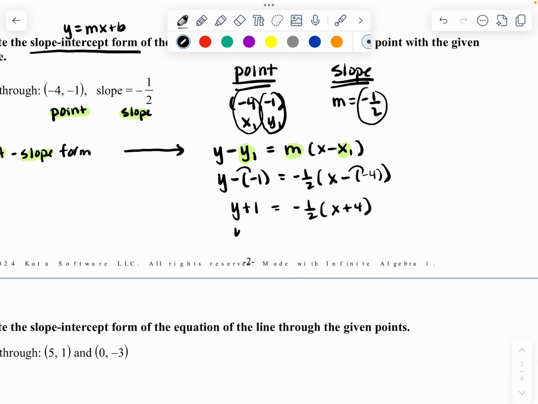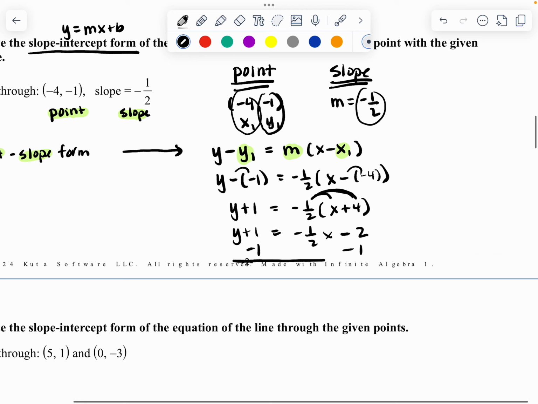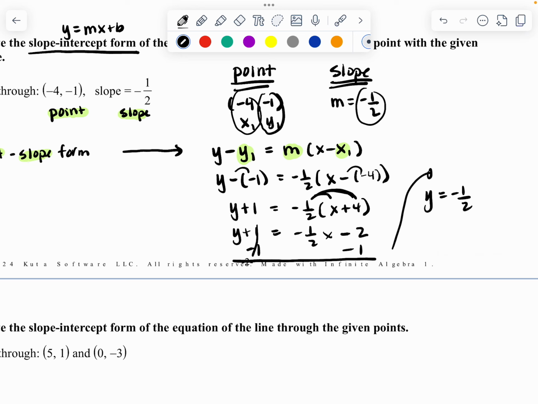So let's go ahead and distribute the 1/2. So -1/2 times x is a -1/2 x. And then a negative times a positive is a negative. And you guys, this is just saying, what is half of 4? Half of 4 is 2, right? I'm almost there. Subtract 1 from both sides. So I'm going to end up getting, here, I'll write the answer over here. These cancel. y equals -1/2 x, and -2 minus 1 is -3. Now I'm in y equals mx plus b form.